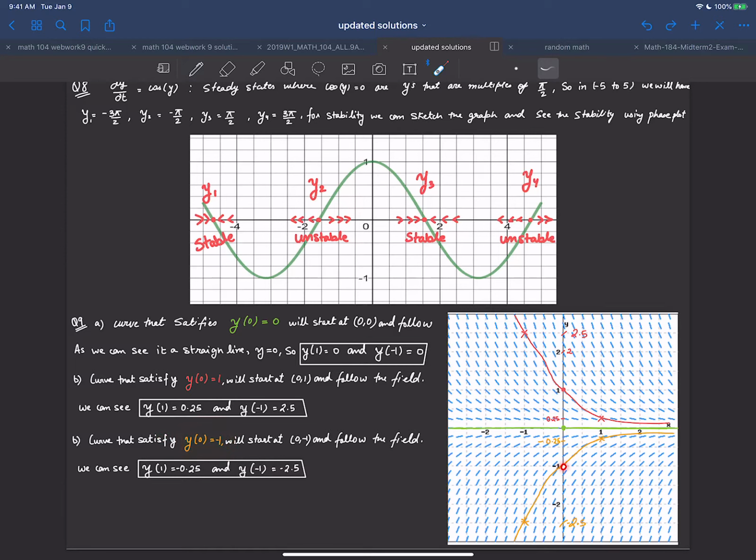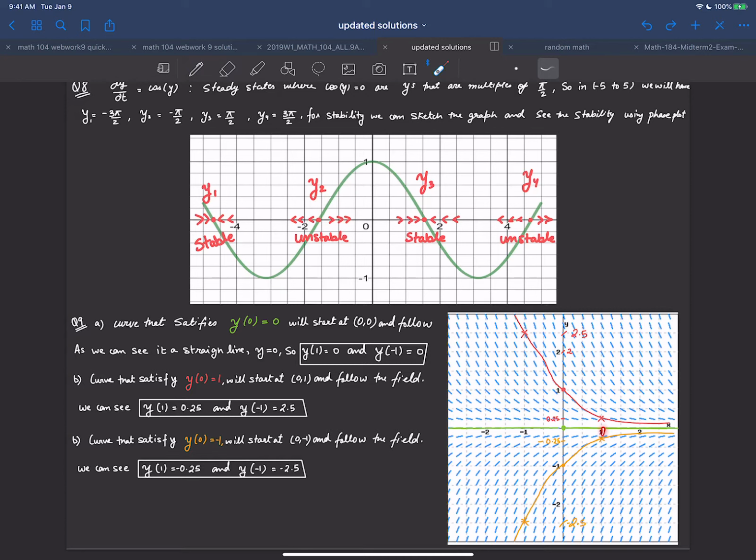When you start at this point now, the function following the slope field will just go like this, and at the back will go down like that. So essentially they're symmetrical to each other. This one decays from the positive, this one goes down like that. So whatever values you got here should be symmetrical in the other, but with the negative sign.